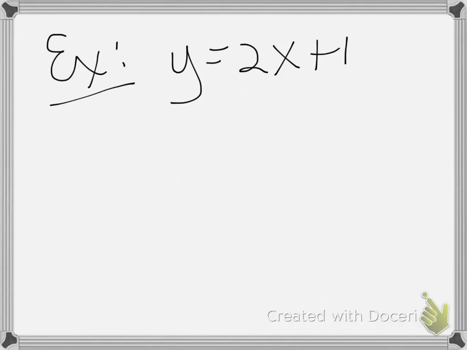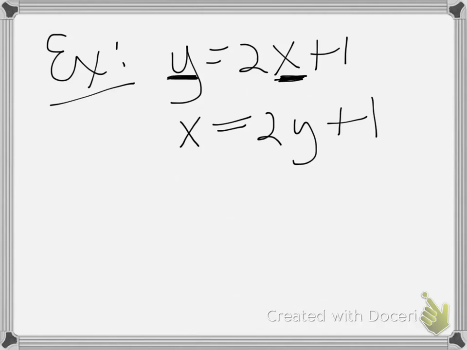If y equals 2x plus 1, its domain is x, because x stands for domain, and the range is y, because y stands for range, and what we're going to do is flip-flop them. So where x was is y, and where y was is x. This is immediately the inverse function.